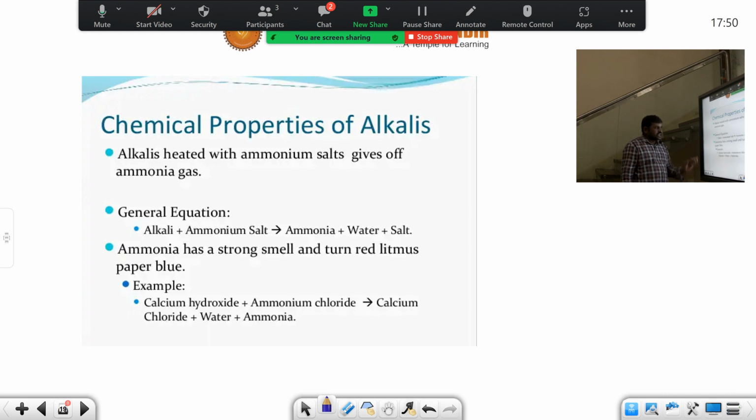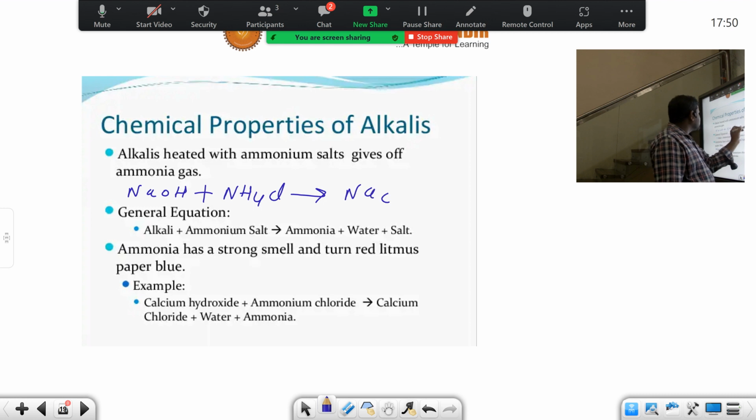Chemical properties of alkalis, that is nothing but bases. Alkalis heated with ammonium salts give off ammonia gas. Suppose NaOH plus NH4Cl, that is the ammonium salt, gives NaCl, that is the salt, plus NH3 plus H2O.